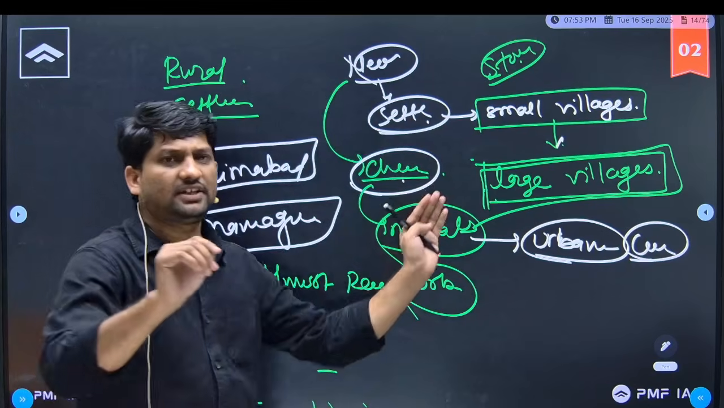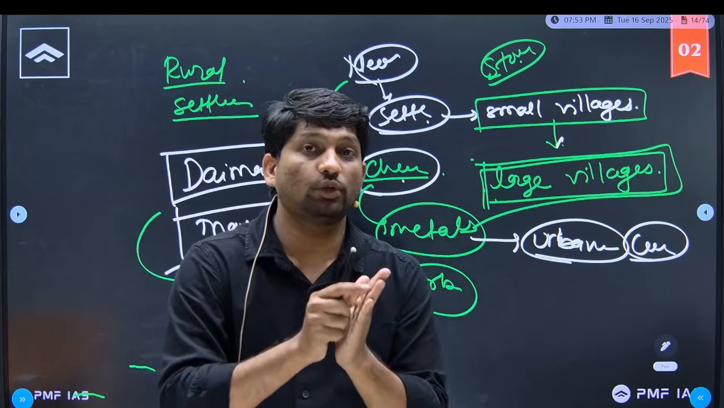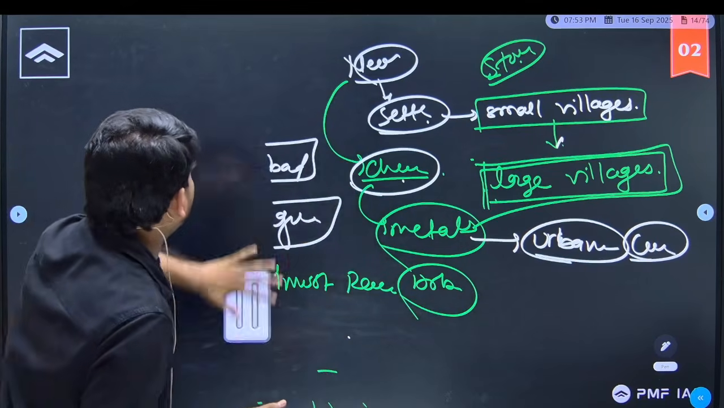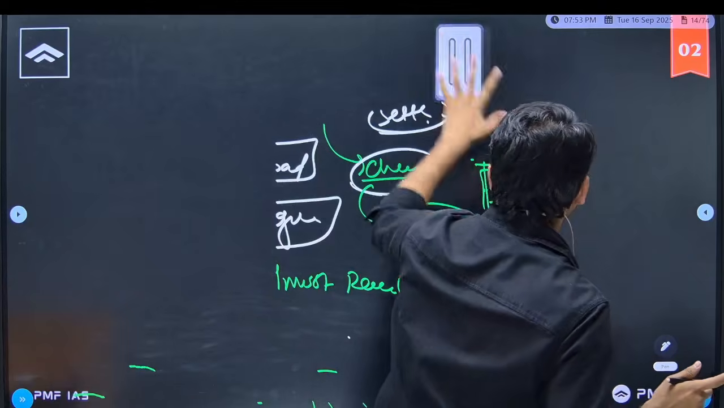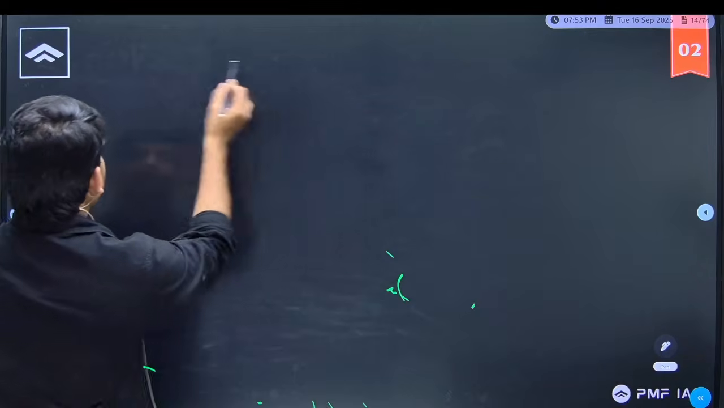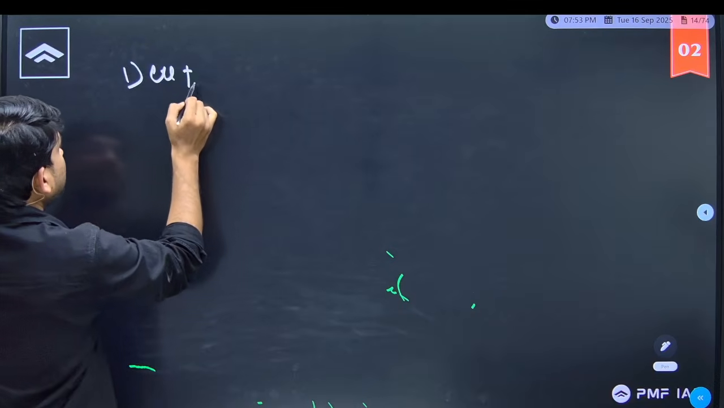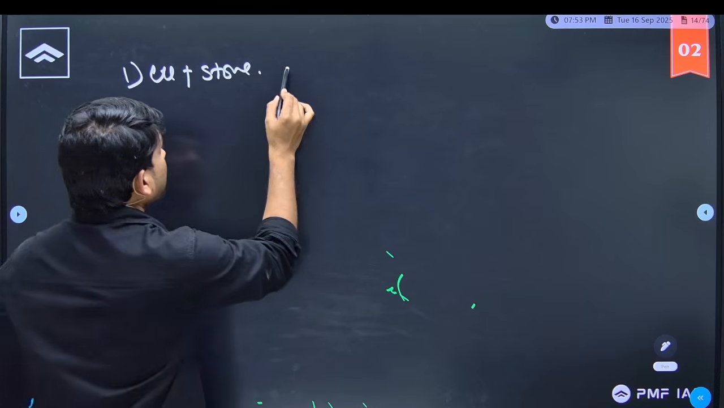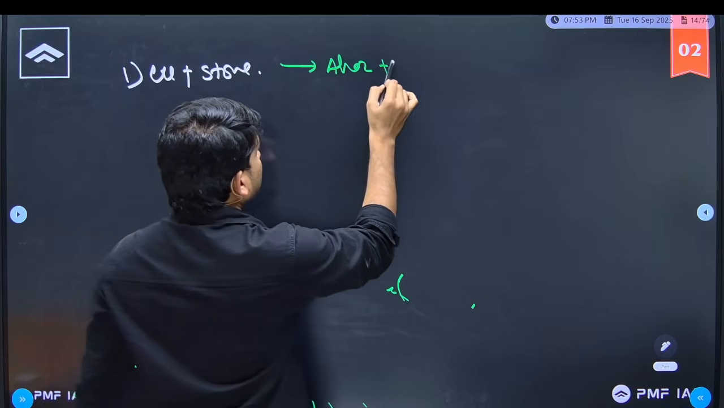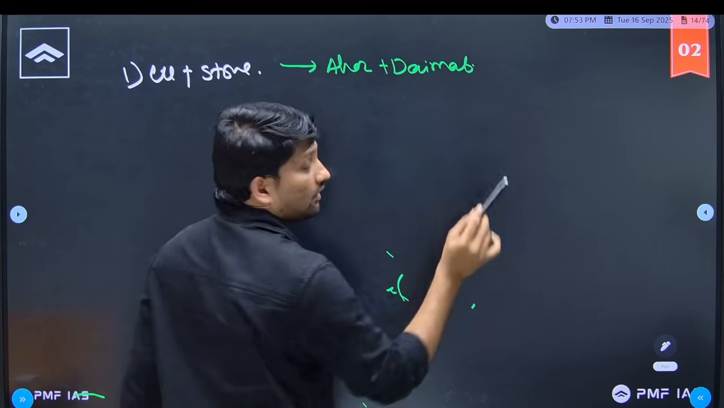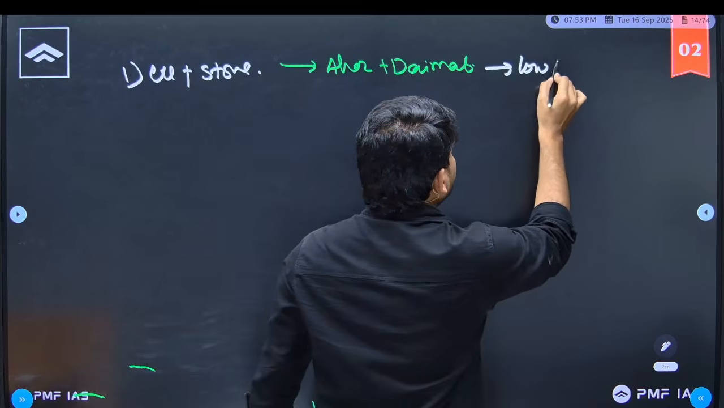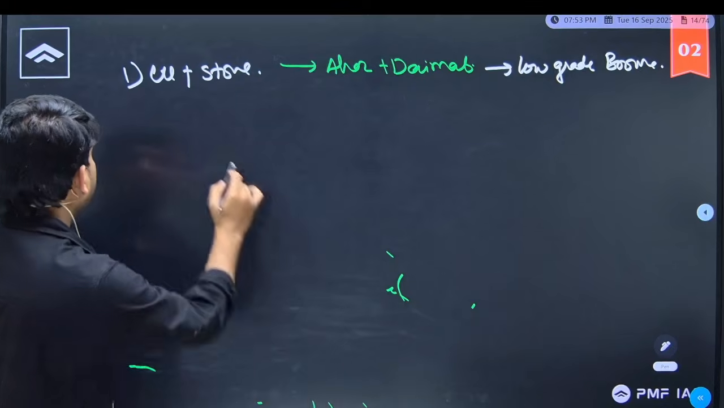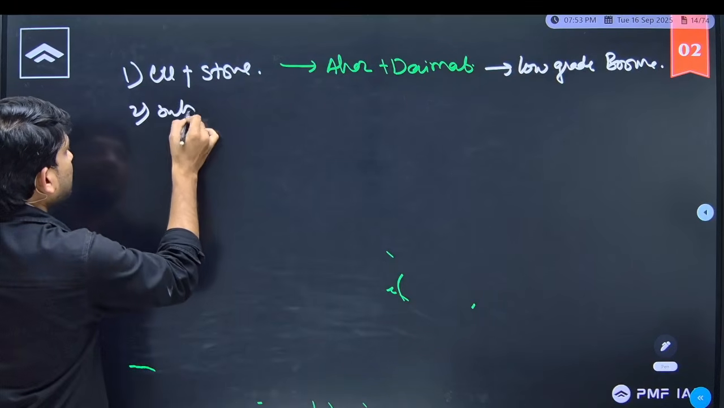Whenever we are discussing any feature of Chalcolithic culture, I am giving you examples or some sites, and these are exceptions to the general rules, and these are important for your facts. First, we discussed that this culture is based on copper plus stone. They did not use bronze, but I have given you the exception, that is Ahar plus Daimabad. Here we have found low grade bronze.